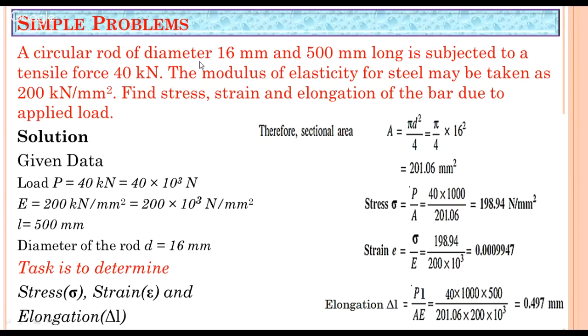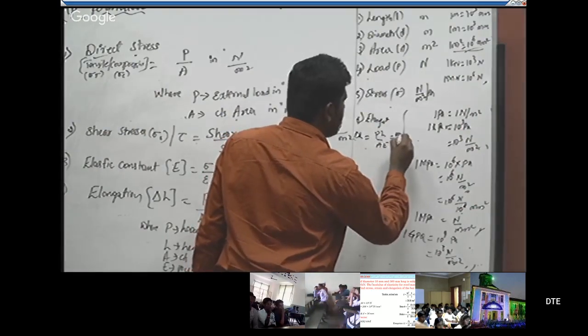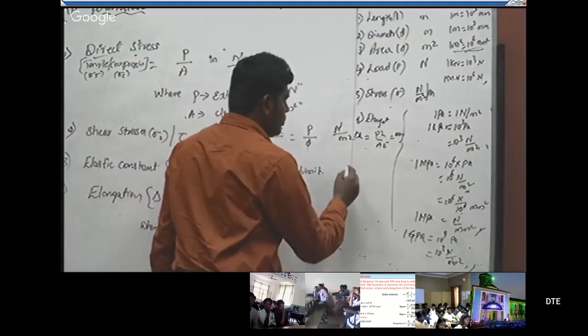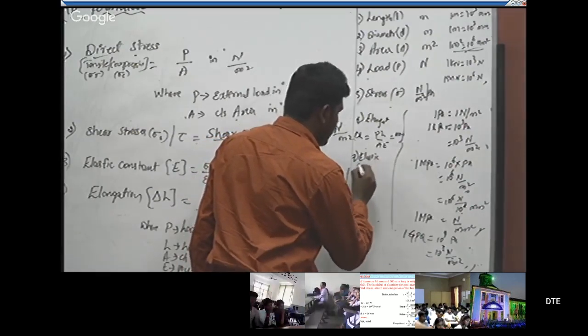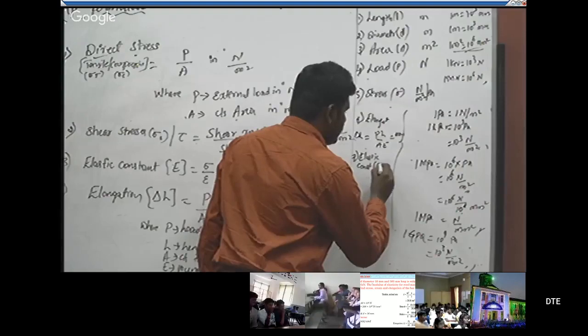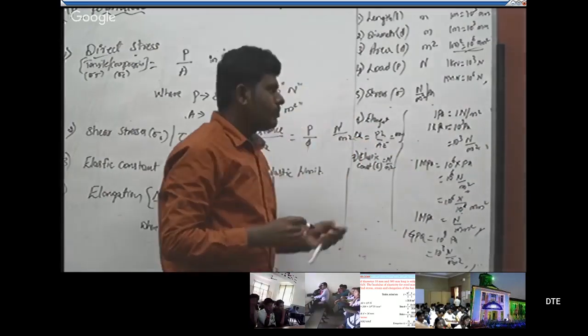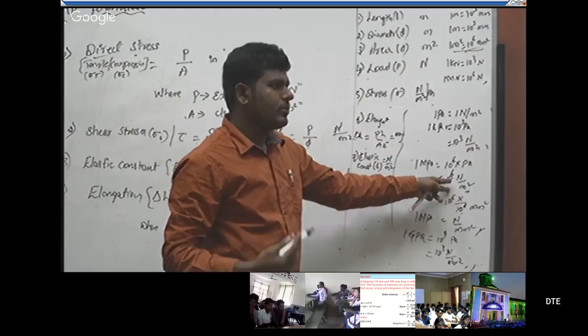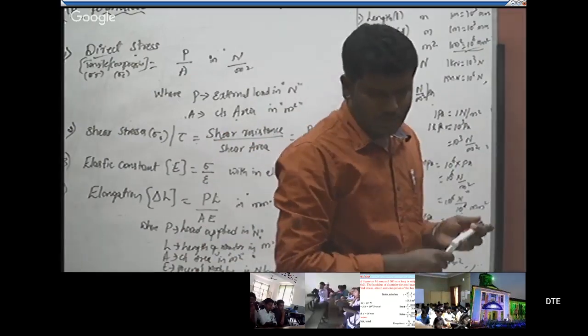So here we have to write another two terms, like elongation. I've written already here, delta L is equal to PL by AE. So this is in millimeters, or we'll convert into meters. And then Young's modulus, E, is the elastic constant. This is also in Newton per meter square, so the same conversions as stress. So Newton per meter square, or 1 megapascal is equal to 10 power 6 Newton per meter square, or 1 Newton per millimeter square. We can use it.